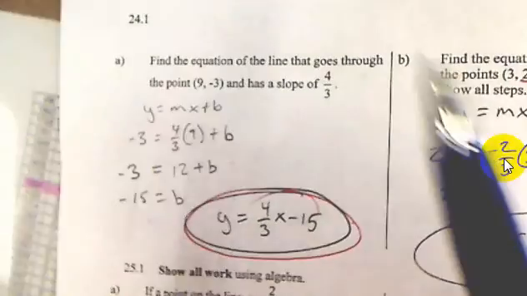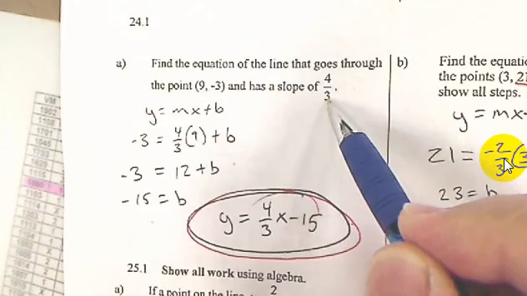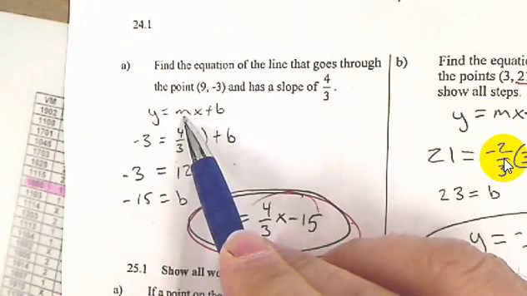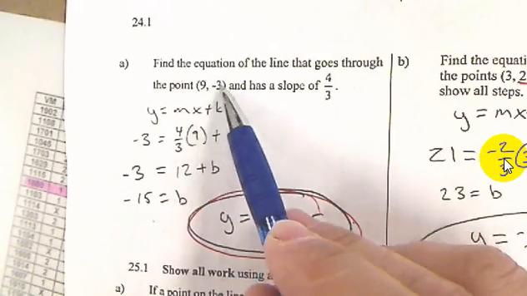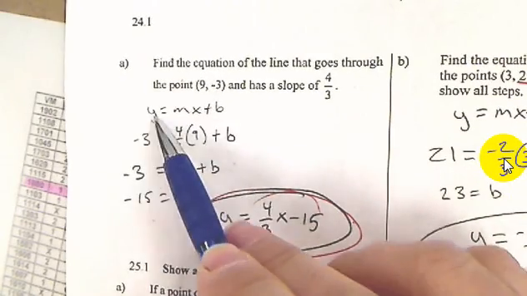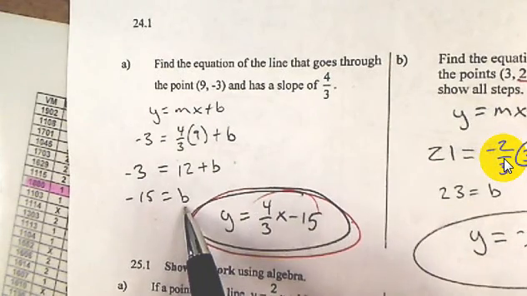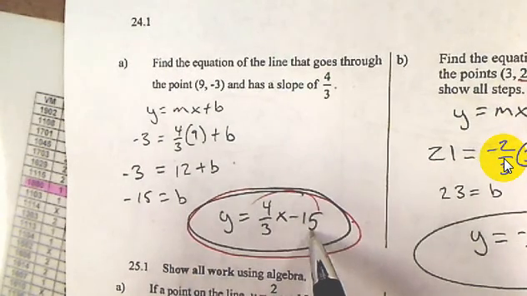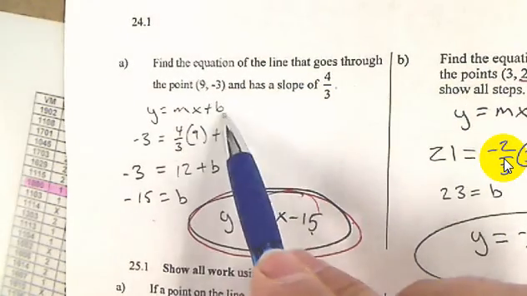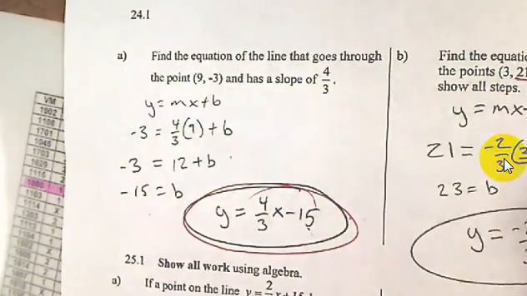The new problem for the week. I gave you the slope, so you knew the m of the y equals mx plus b. And then you plugged in the point. There's an x and there's a y. There's an x and there's a y. X and y. Solve for b, and you get negative 15. Plug it back into your equation.